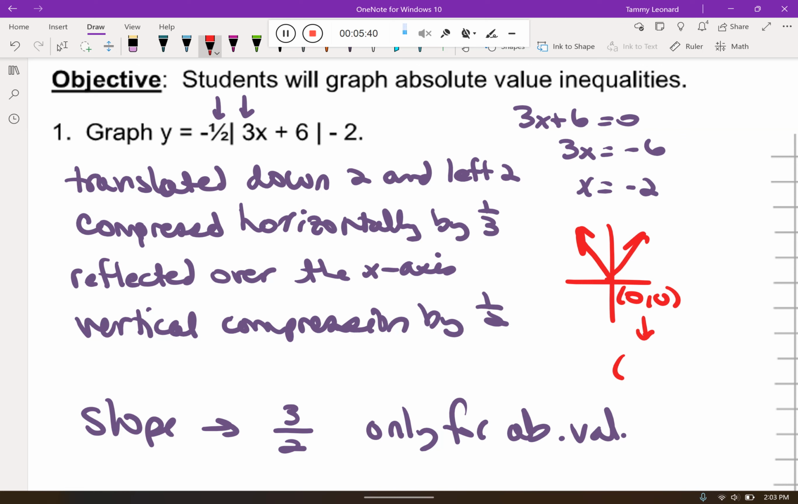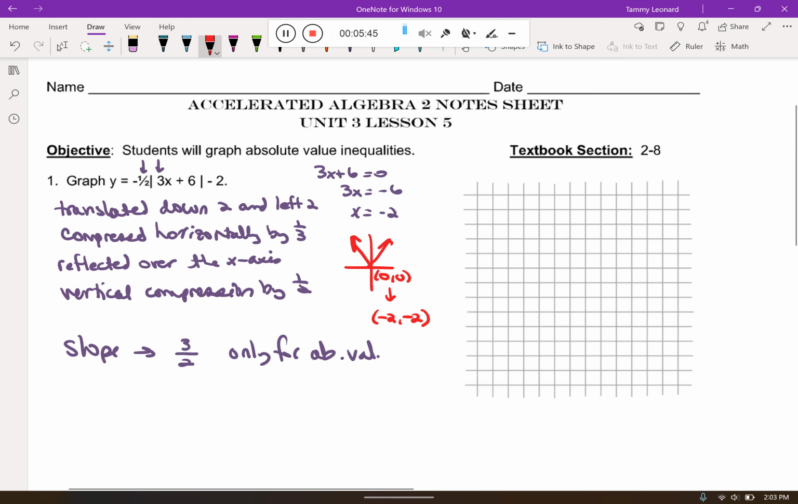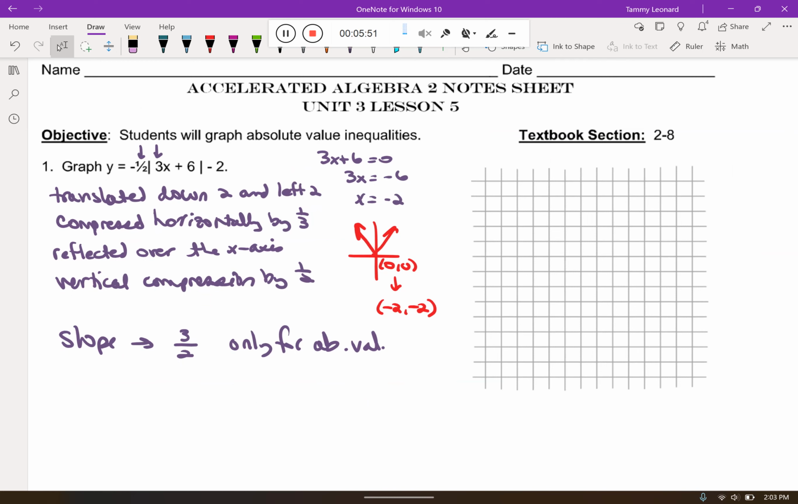Down 2 and left 2. So my new vertex is -2, -2. So when I go to make my graph, I want to think about where I should place my axes so that I make the best graph possible.